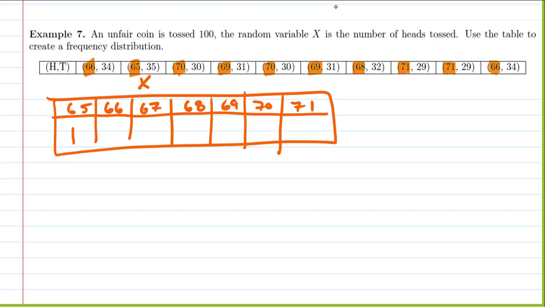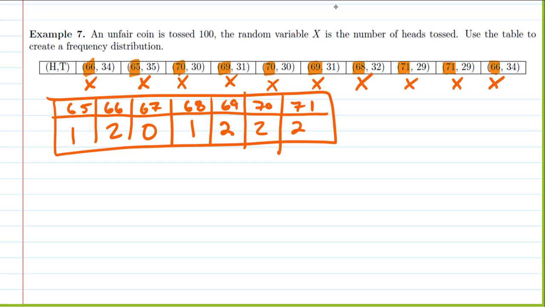How many 66s do we have? 1, 2. How many 67s do we have? 0. How many 68s do we have? 1. How many 69s do we have? 1 and 2. How many 70s do we have? 1, 2. And how many 71s do we have? 2, right? So this is our frequency distribution.